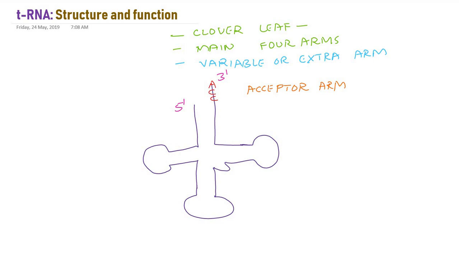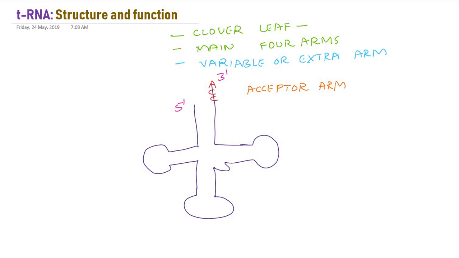So it accepts that particular amino acid for protein synthesis. That is why it is called acceptor RNA. It is present in the 3' end. And always at the 3' end, the bases are CCA from 5' to 3' direction. Another arm: as I mentioned just 5 minutes ago, in tRNA there are modified bases.